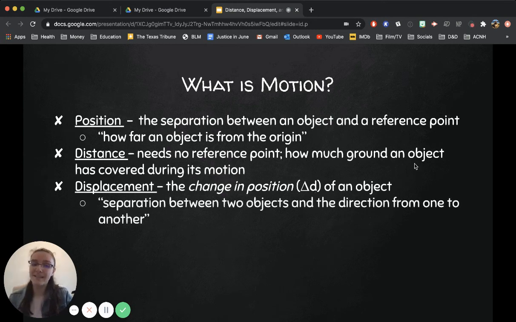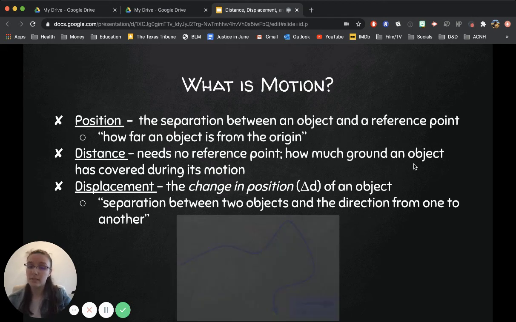So displacement is the separation between two objects and the direction. For distance, the direction doesn't matter. You walk 2 miles. It doesn't matter what direction you went. Displacement, the direction does matter.